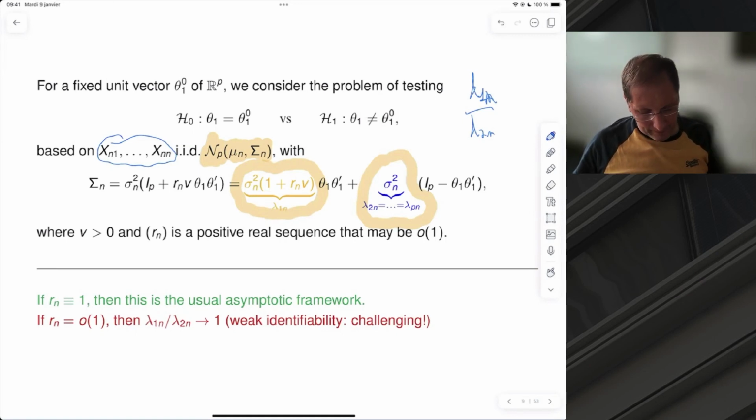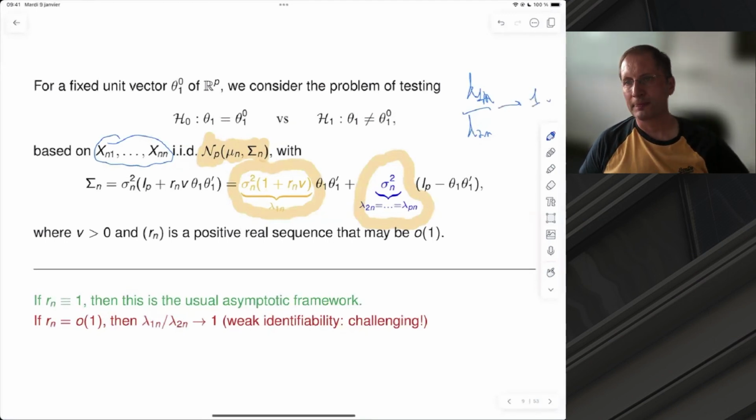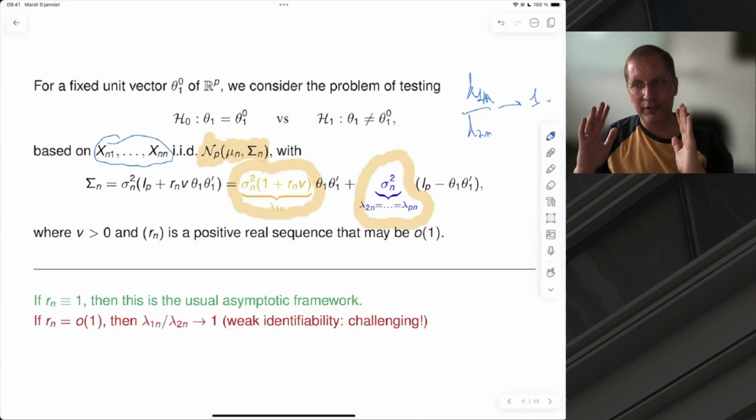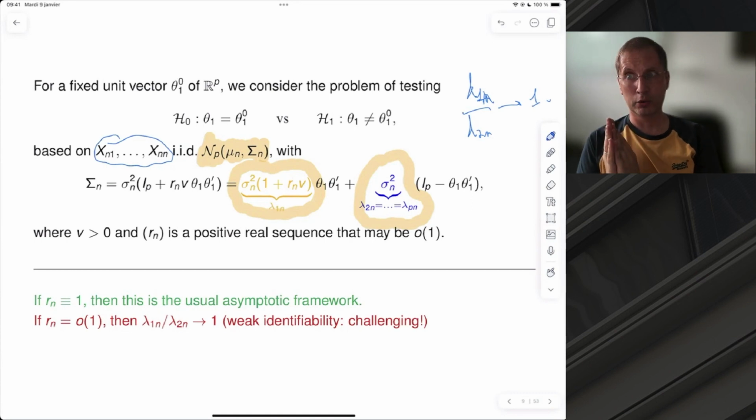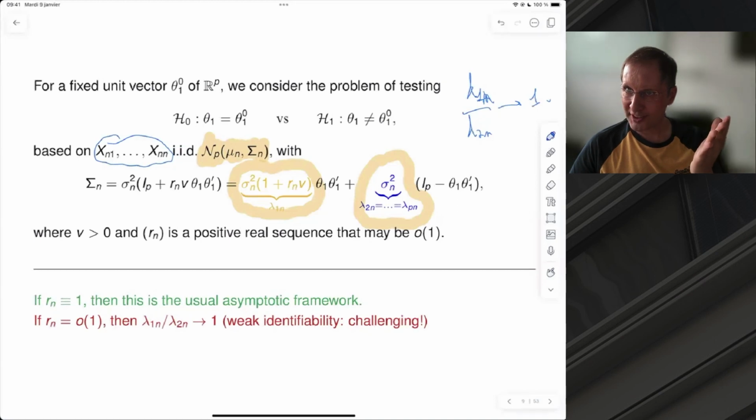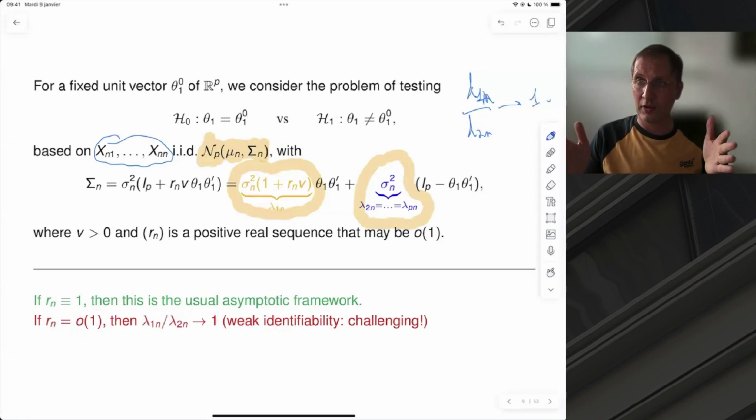But actually, the framework we are primarily interested in here is the framework where Rn goes to 0 as n goes to infinity. A framework in which lambda 1n divided by lambda 2n will go to 1. And so in this framework, indeed, you will have the first eigenvalue that gets now arbitrarily close to the second eigenvalue, which is actually what we were observing in the real data example. Lambda 1 is close to lambda 2. And I claim that this is a challenging setup because it's a setup that I want to call weakly identifiable. What do I mean with that? Well, in the limit, that is as n goes to infinity, at the end of the movie, lambda 1 divided by lambda 2 is 1. All eigenvalues are equal to each other.